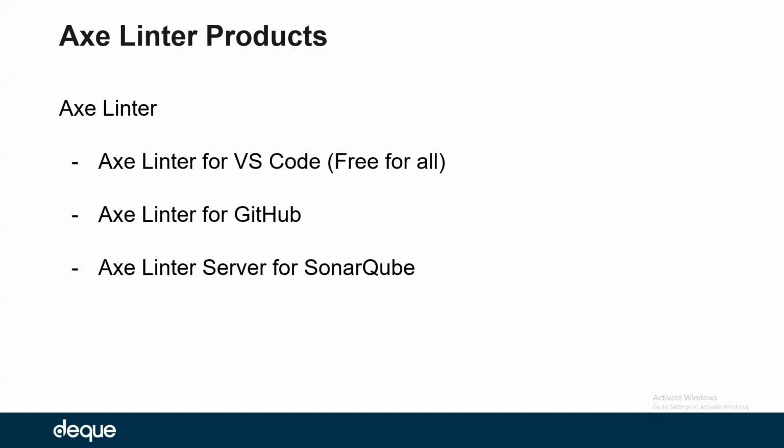We have AxeLinter for GitHub. This is for when you're writing code and you do a code check-in, and you want to have an accessibility check right when you're doing this check-in. AxeLinter for GitHub can help you over there.